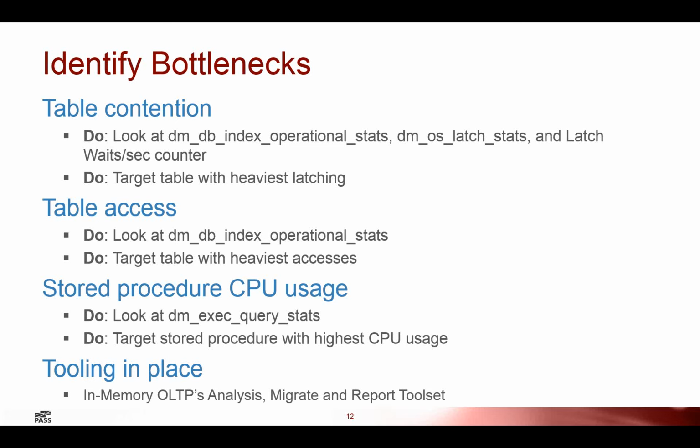So the logical approach would be to target tables with the heaviest latching, because all of that weight is going to disappear. The second facet, the second angle that we want to look at, is the hottest table that you access. So again, look at the index operational stats DMF.